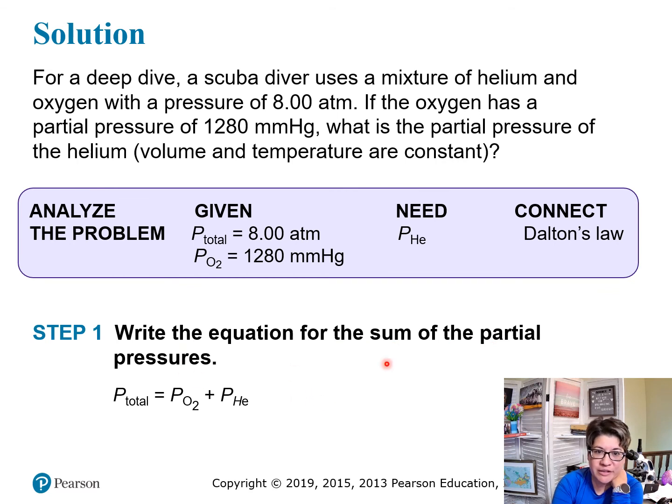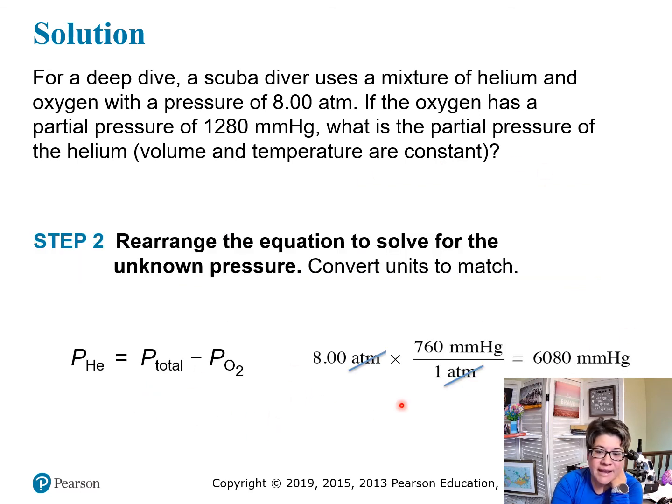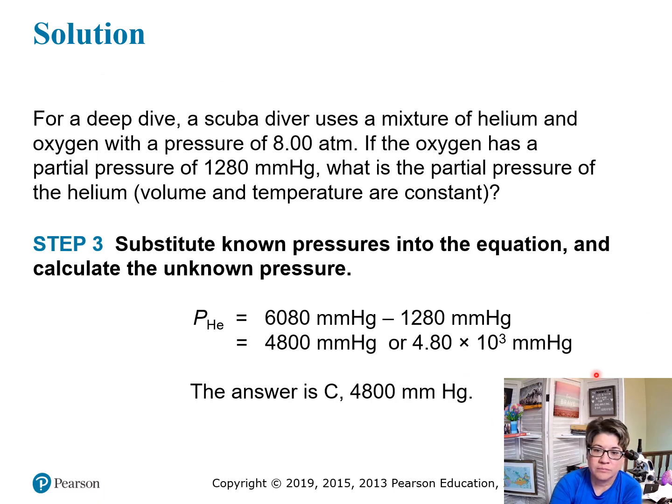And so here's what you're given and what you need and your equation. And here you are converting it to that. And then they're also changing up this equation. So you're going to subtract the oxygen pressure from the total to solve for helium. If you want to just not even rearrange it and just solve it normally, you can do that too. Okay, so here you are, and then your answer is 4,800 millimeters of mercury for your helium.